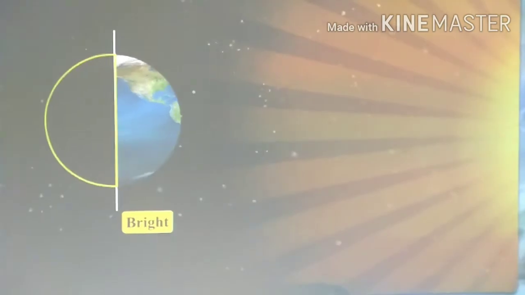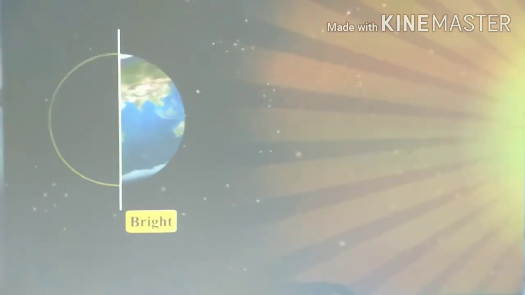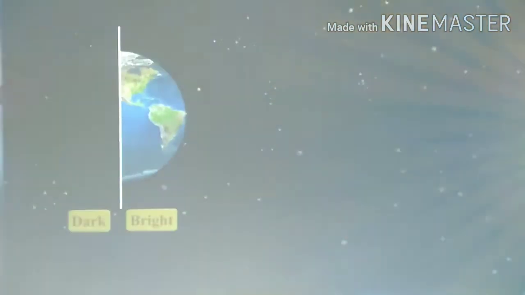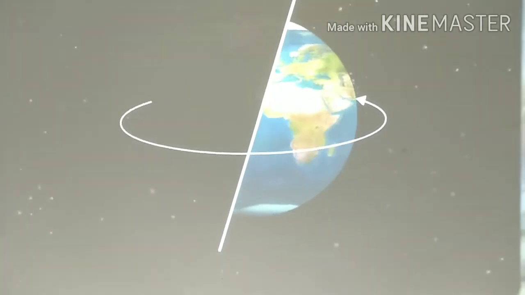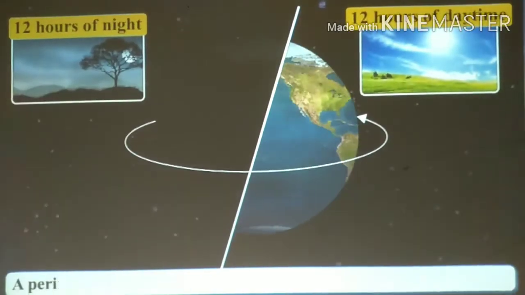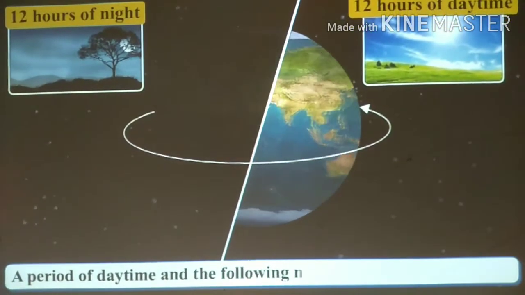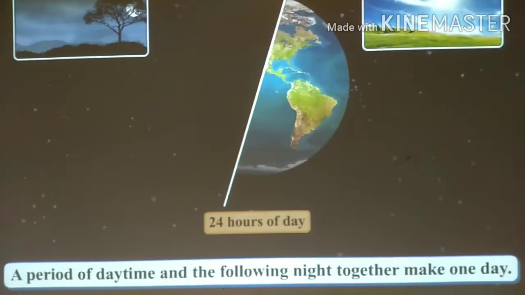As the earth rotates around its axis, that part of its surface which turns towards the sun becomes bright. The part that moves away from the sun moves into darkness. The earth takes 24 hours to complete one rotation around its own axis. These 24 hours are approximately divided into 12 hours of daytime and 12 hours of night. A period of daytime and the following night together make one day.